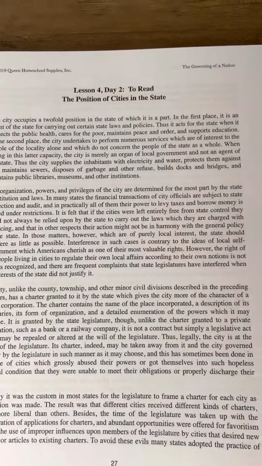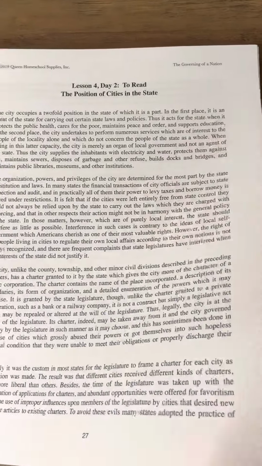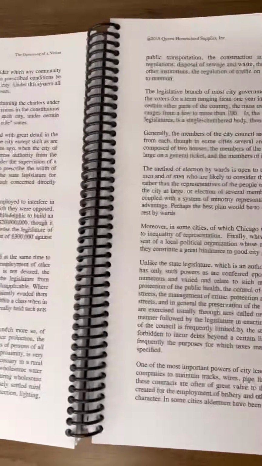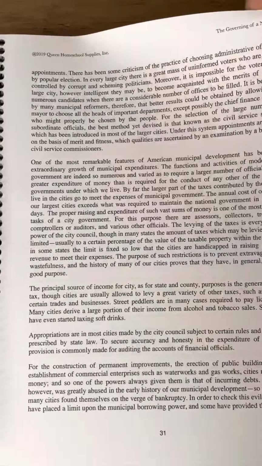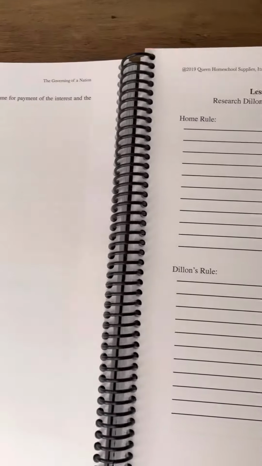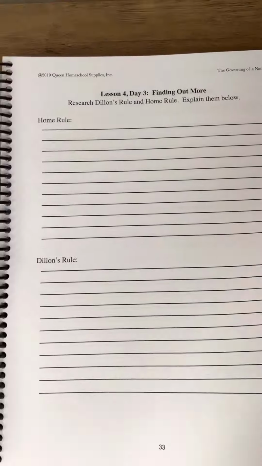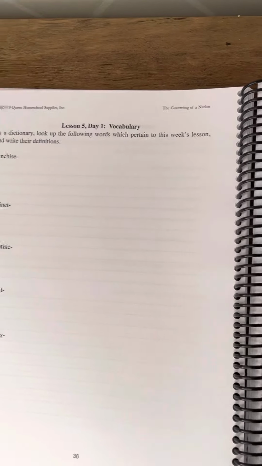So now we're learning about the positions of cities in the state this week, government-wise rather than geographically. Finding out more about that. The student will continue to have some researching and writing each week, just like in the other volumes in this series. This is week 5.